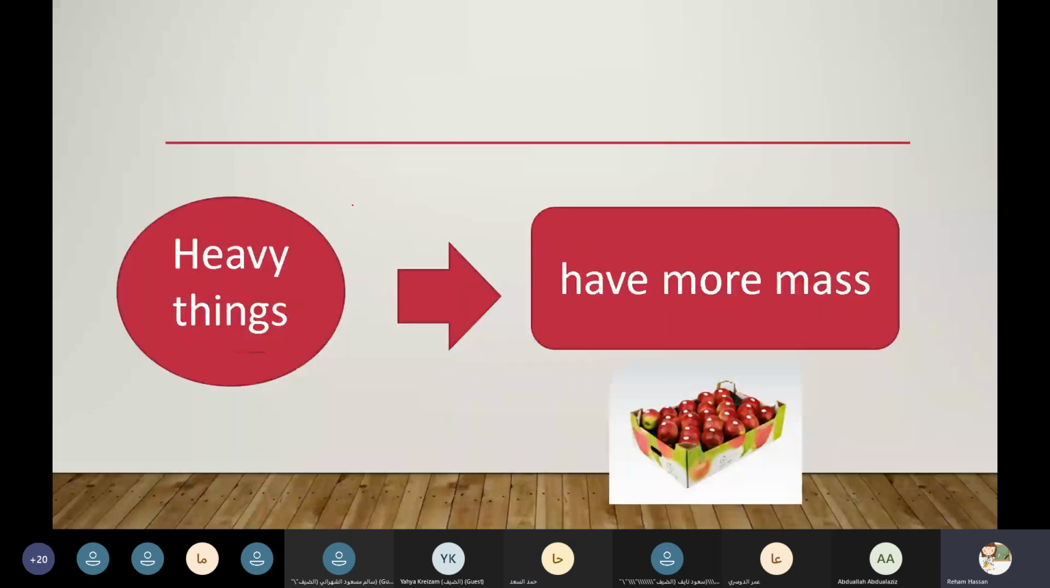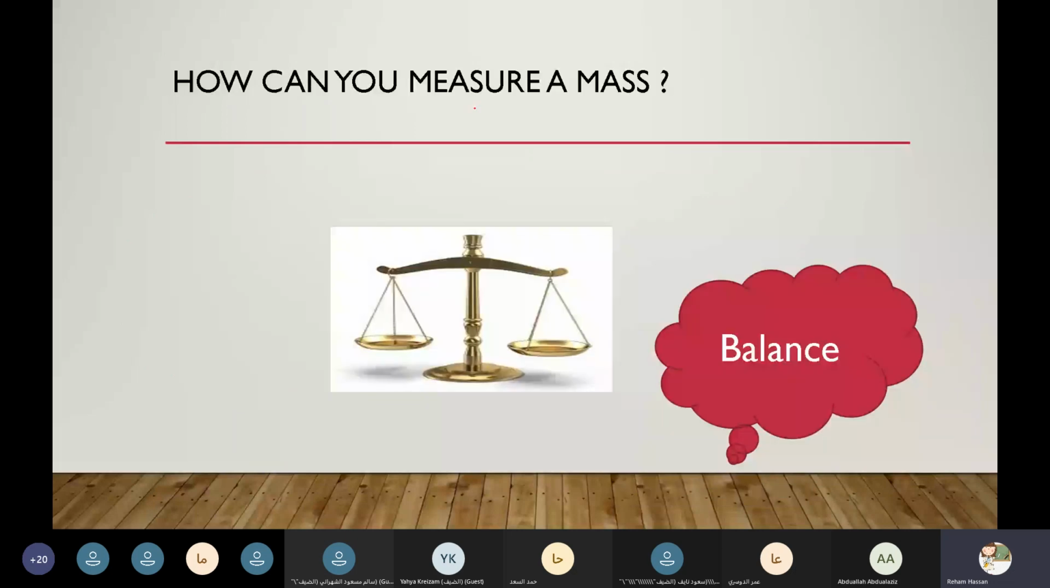If we wanted to measure these apples, which will sink down? The heavy mass or the light mass? Who can tell me? Yes, Omar.